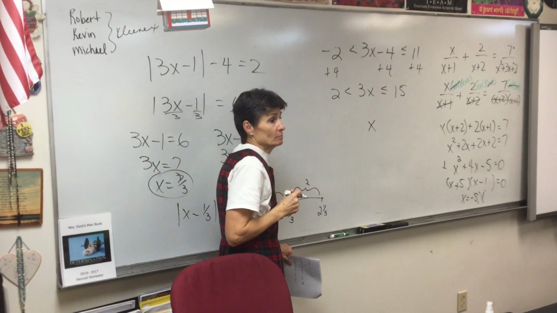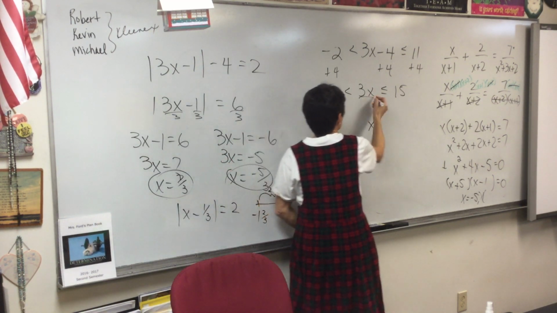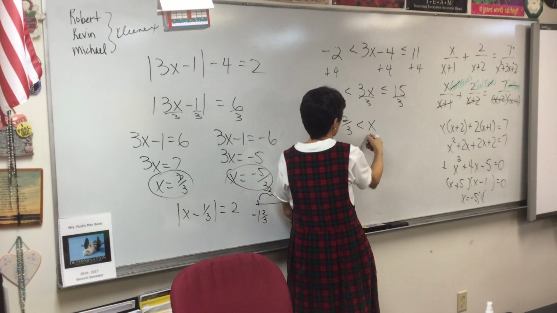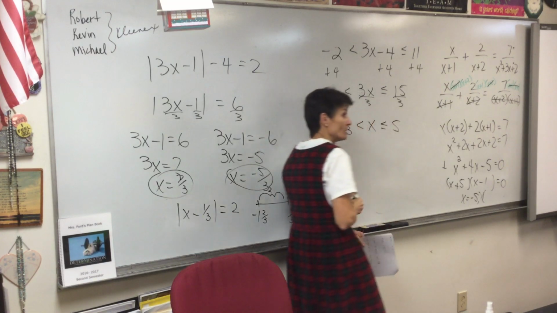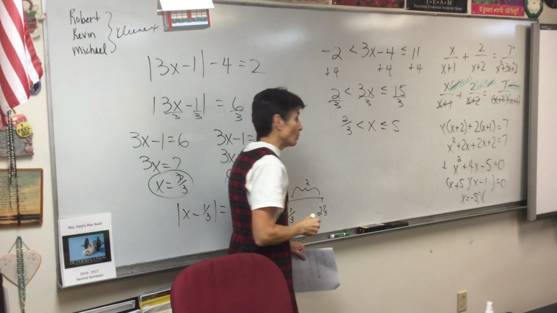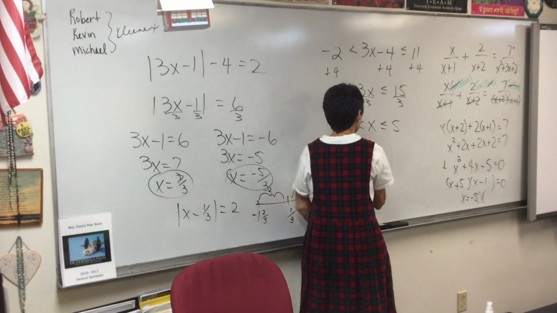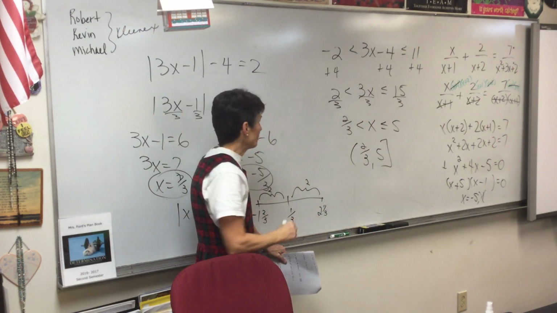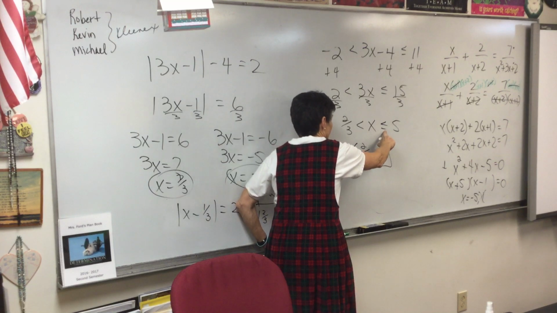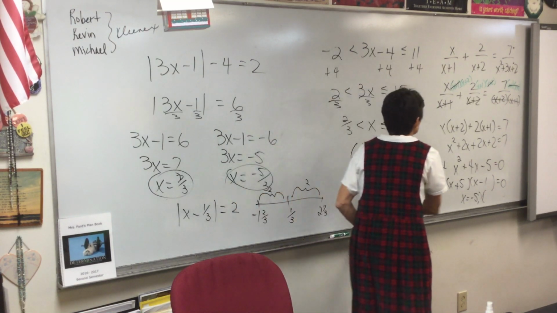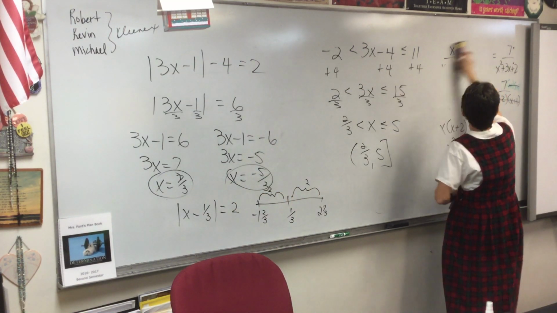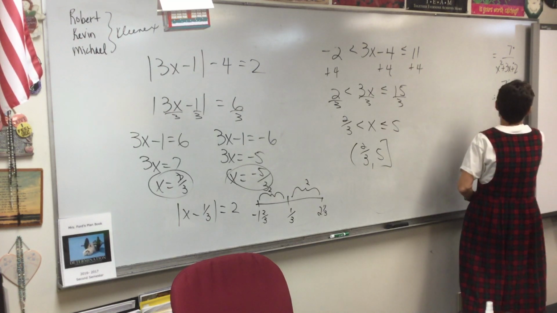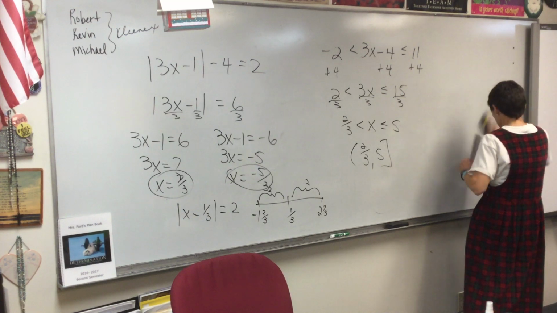Now what do we have to do? Divide by 3. So then we have x bigger than 2/3, so 2/3 less than x less than or equal to 5, which might be written that way, and it might be written this way. Same thing. Open here, closed here, just because that's the way it was in the original problem. Again, it's multiple choice, so you're just picking the answer that matches yours.